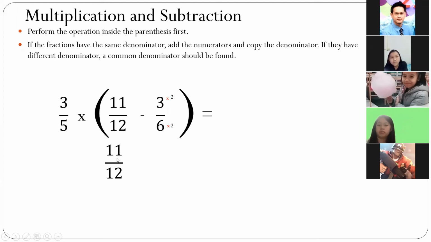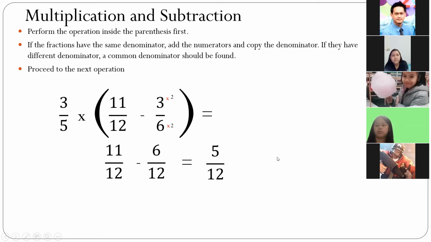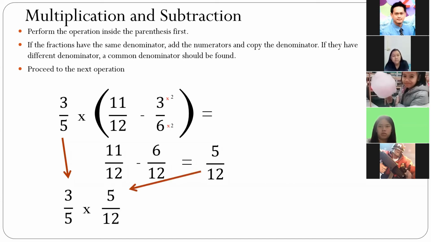So let's rewrite. 11 over 12 minus 6 over 12 equals. What's the answer? 5 over 12. Okay. Now let's proceed to the next operation. 3 over 5 times 5 over 12. Can we multiply? Can we cancel out numbers? Yes.